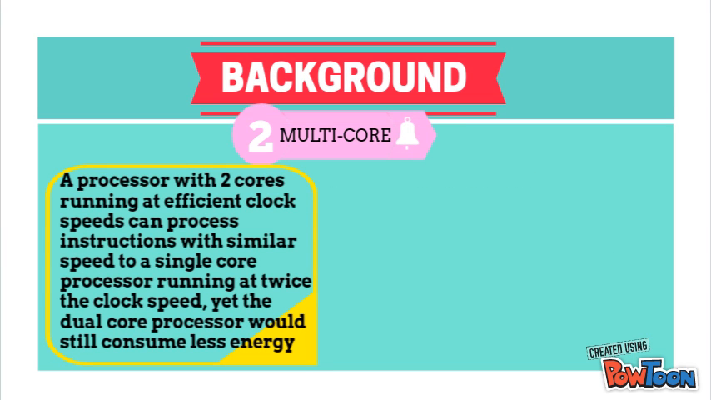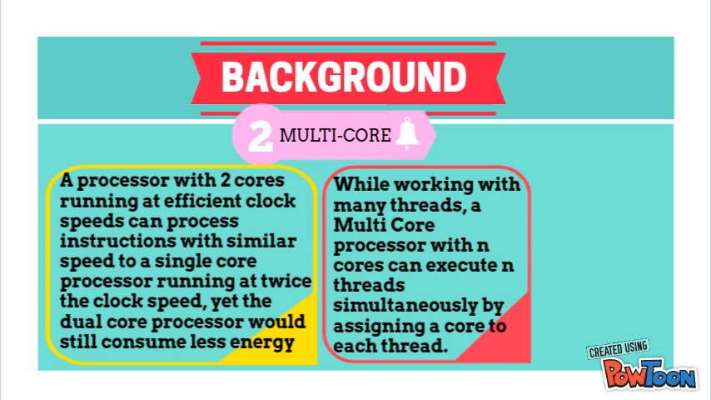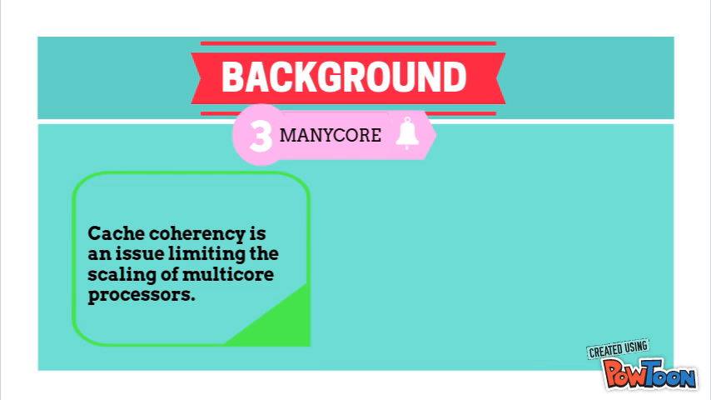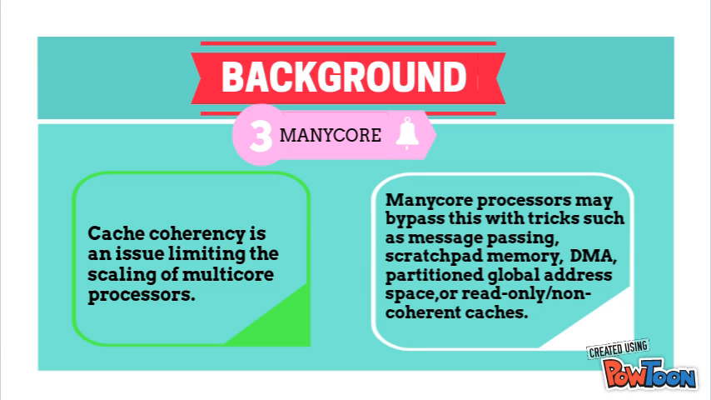Multi-core. A processor with two cores running at efficient clock speeds can process instructions with similar speed to a single-core processor running at twice the clock speed, yet the dual-core processor would still consume less energy while working with many threads. A multi-core processor with n cores can execute n threads simultaneously by assigning a core to each thread. Many-core: cache coherency is an issue limiting the scaling of multi-core processors. Many-core processors may bypass this with tricks such as message passing, scratchpad memory, DMA, partitioned global address space, or read-only non-coherent caches.